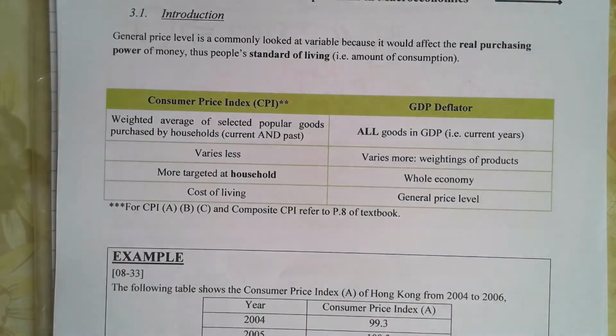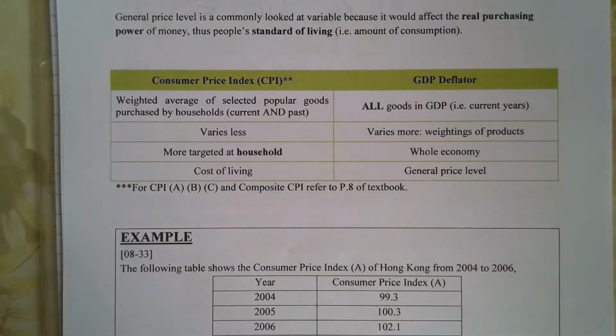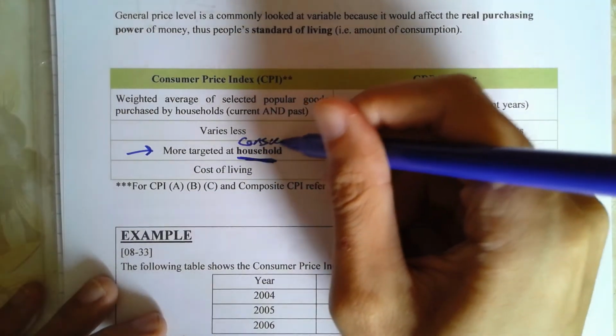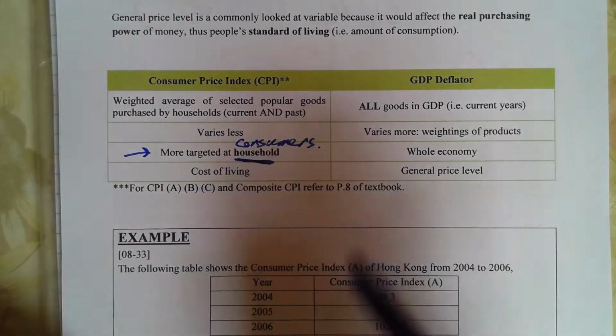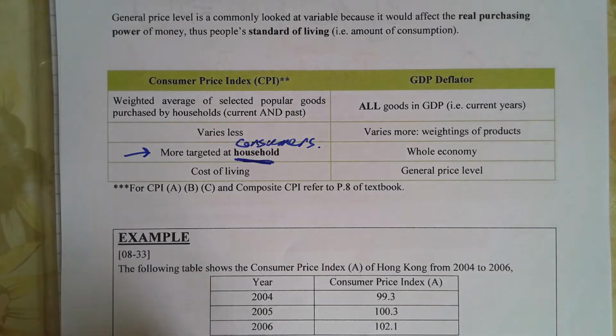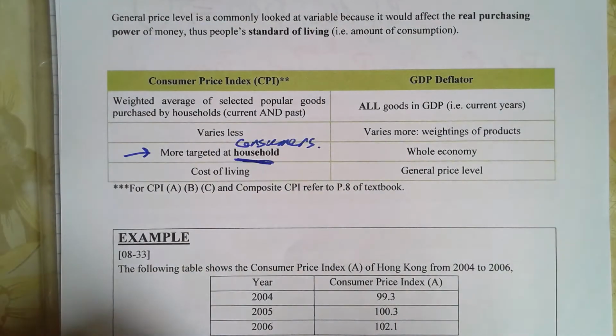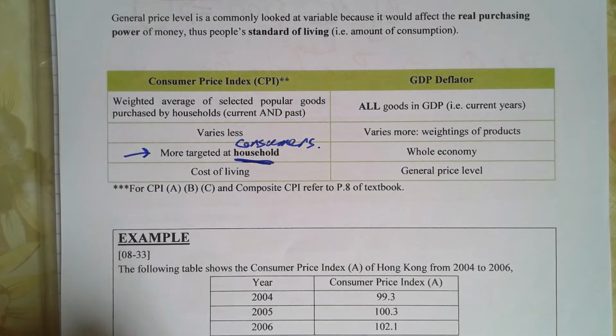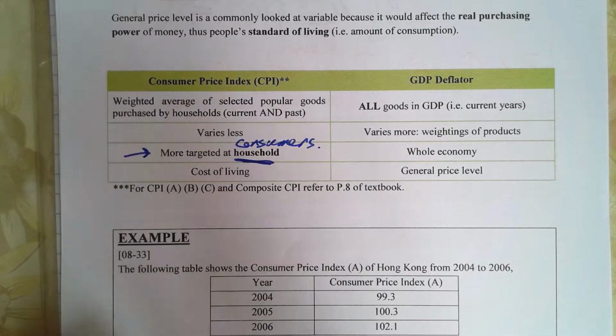CPI first. What is CPI? CPI is more targeted towards households, more on households or consumers. We are most interested in looking at consumers, how their goods are being affected by the price level. For example, on average, Hong Kong consumers buy a lot of rice, and a lot of drinks, a lot of daily necessities that they need to buy. So CPI would find the goods that are popular among the households and would assign some weighting to those goods.